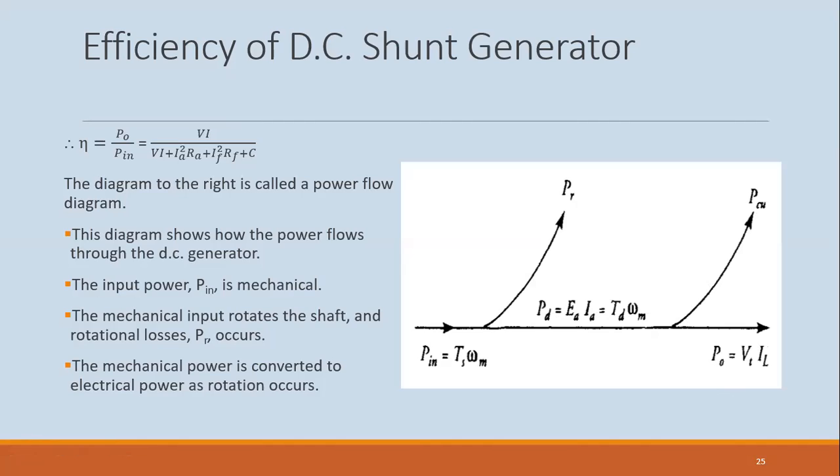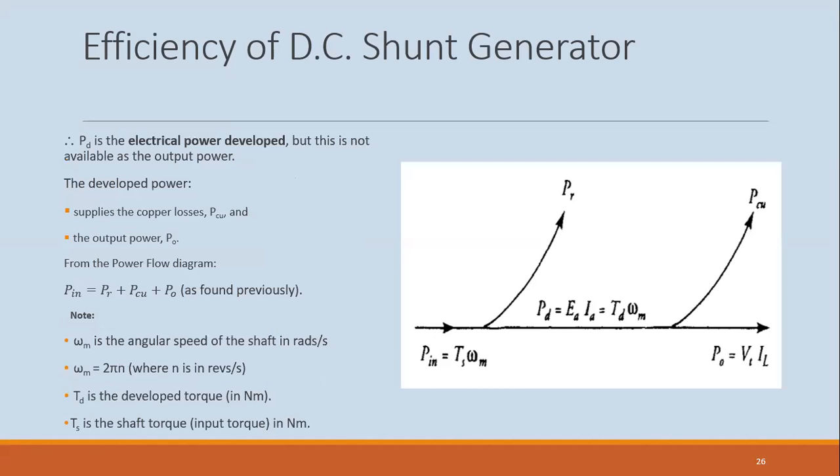All right, so as we know about generators, mechanical power is converted to electrical power as the machine rotates. So this is saying what I just said a while ago. The PD is an electrical power developed, but it's not yet the output power, right? Because you're going to supply the losses, plus the output.